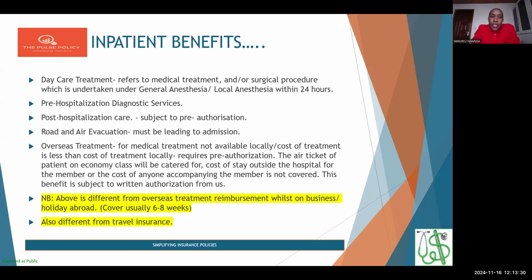Now, the inpatient also covers the daycare treatment. I had explained the daycare. This is whereby you are supposed to go for a treatment or procedure, which is going to be taken either under general anesthesia or local anesthesia within 24 hours.